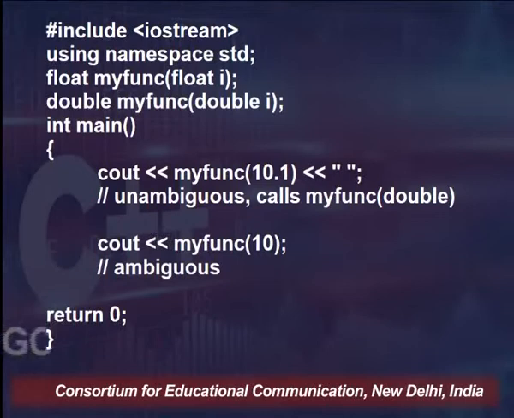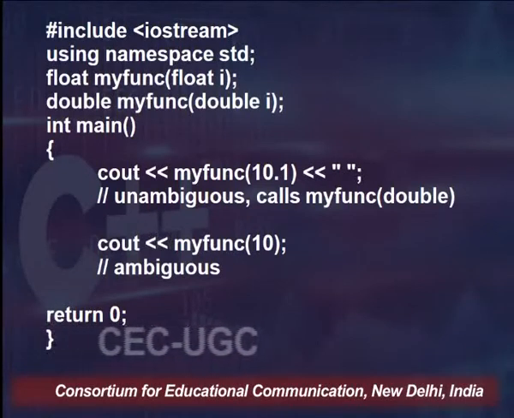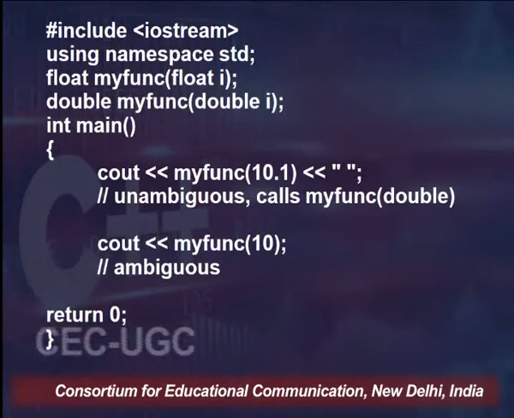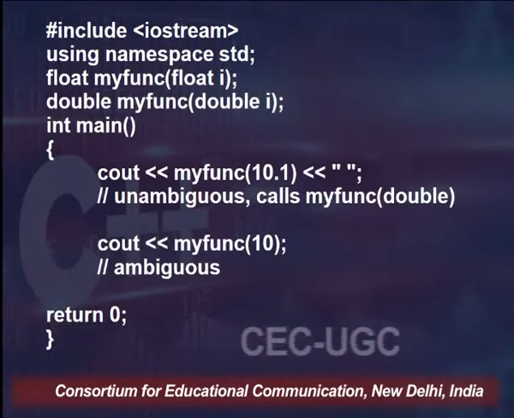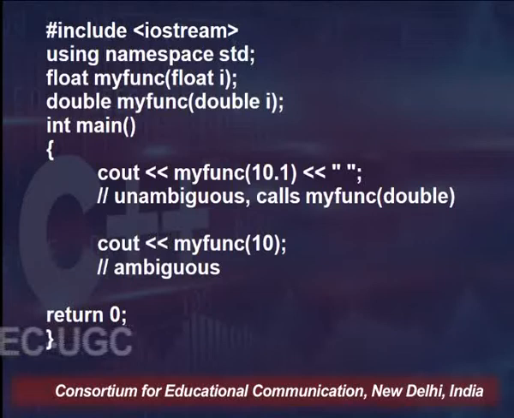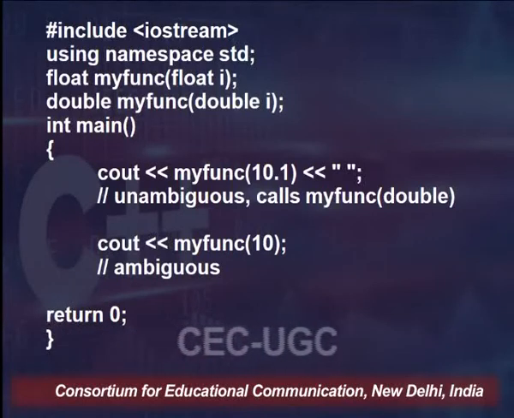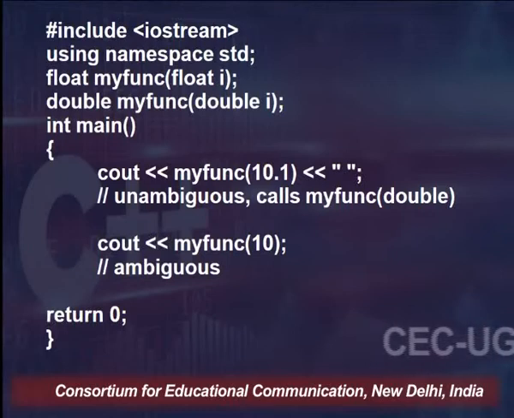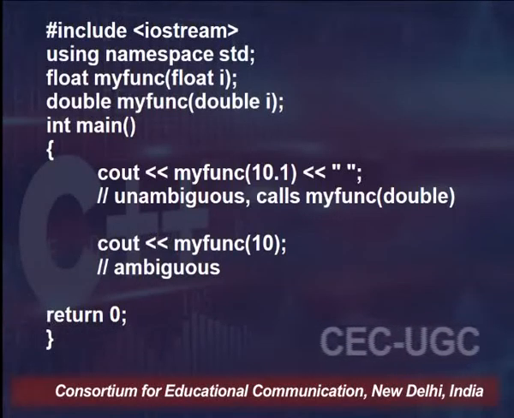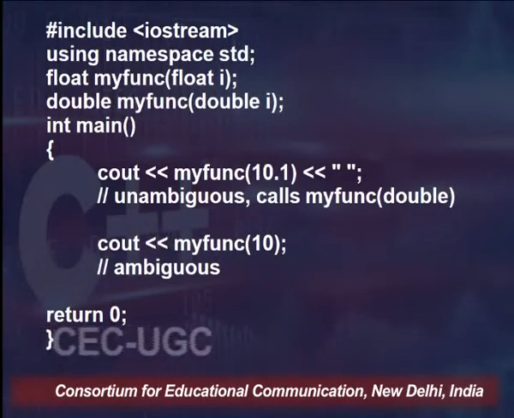But if we are talking about cout myfunc 10, now this is going to give rise to ambiguity. Why? Because here we have simply passed an integer. That integer can be converted into float, or it can also be converted into double. So now the compiler is confused about which version is to be called when you are passing just the value 10. Does it need to call the float version or the double version?